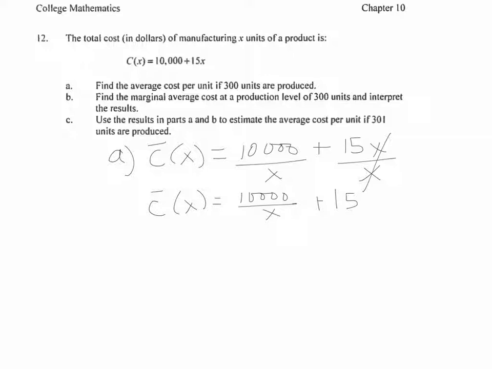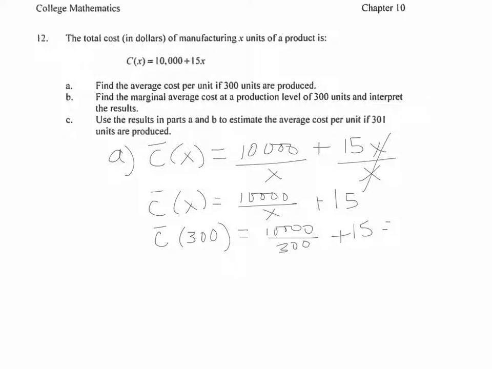But the specific question it asked me to find is the average cost per unit if I'm making 300. So what would I have to do now? Plug 300 into this equation I just found. So C bar of 300 means I've got 10,000 that I'm going to divide by 300, and then I add 15 to it. Now that sounds to me like you might want a calculator, because 10,000 divided by 300 is going to give you something that's decimal in nature.